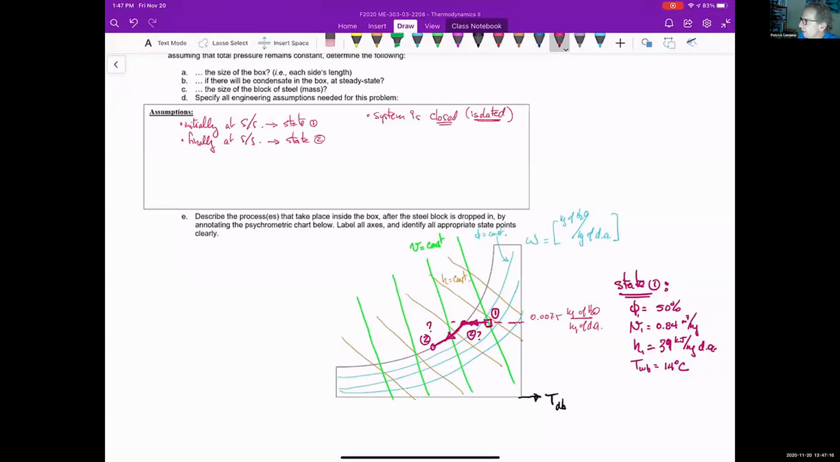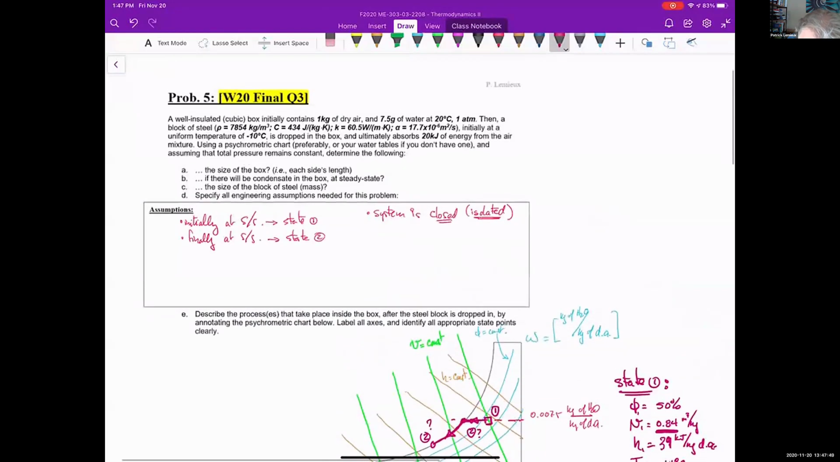Are we ready to start answering some questions quantifiably? Let's start with part A, the easy stuff: the size of the box. I think we've already talked a little bit about that. We know the specific volume that we have at steady state, so we should be able to use that to determine the size of the box, given that we have 1 kilogram of dry air in the mixture. The psychrometric chart properties are always in terms of mass of dry air. So part A, solution, let's get going.